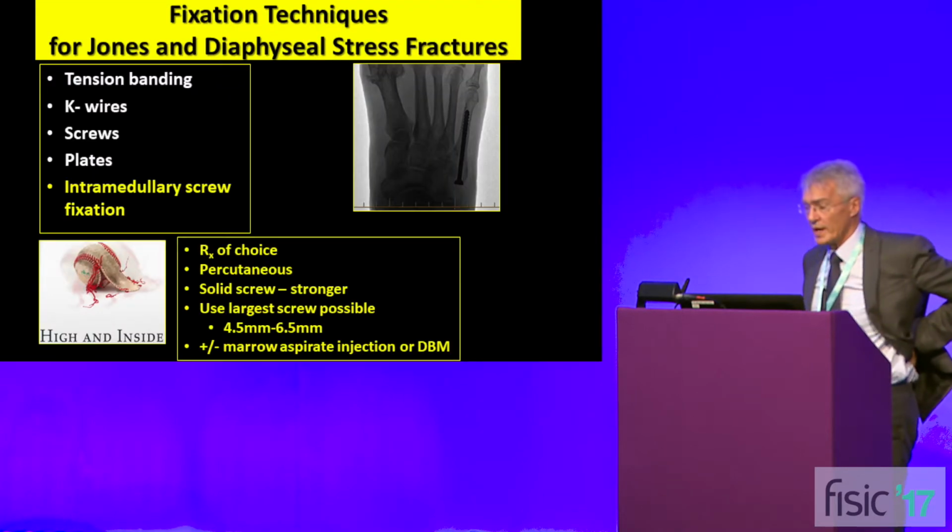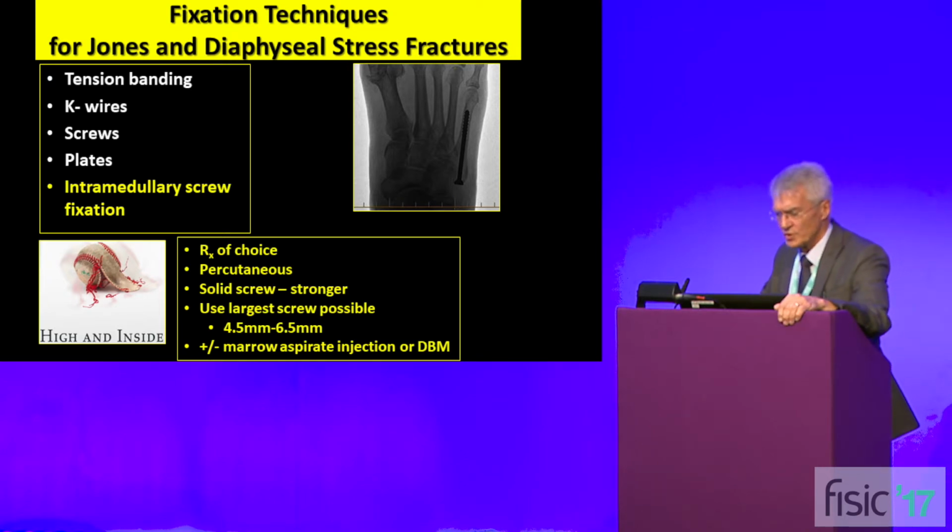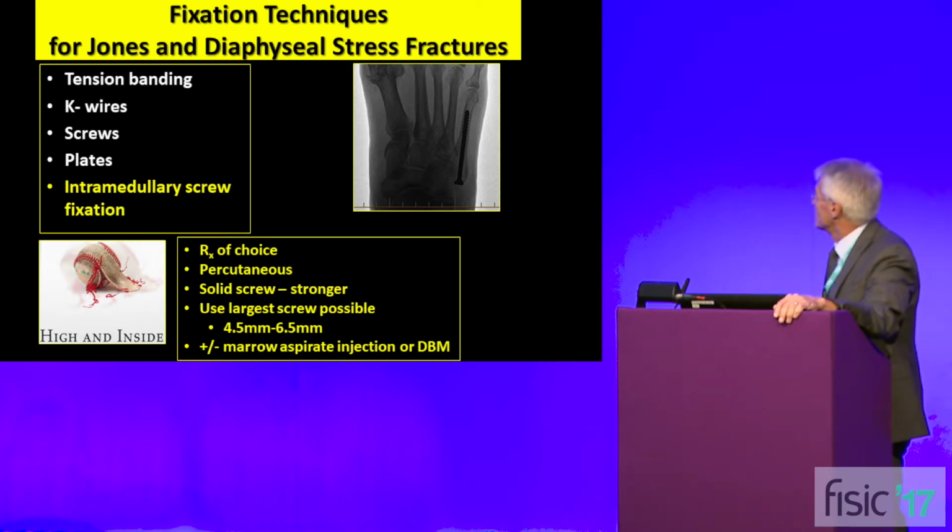We've got many different ways of fixing fifth metatarsal fractures, but essentially intramedullary screw fixation is really the way forward. I think we've all tried plates and other things in our youth, and they really don't seem to give the same results. It is now the treatment of choice. We can do them through very small incisions. We're trying to use a solid screw, which is stronger.